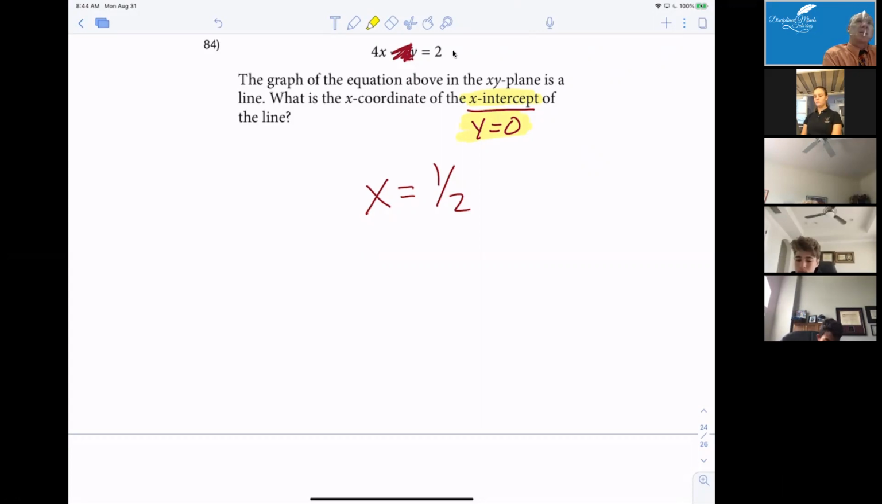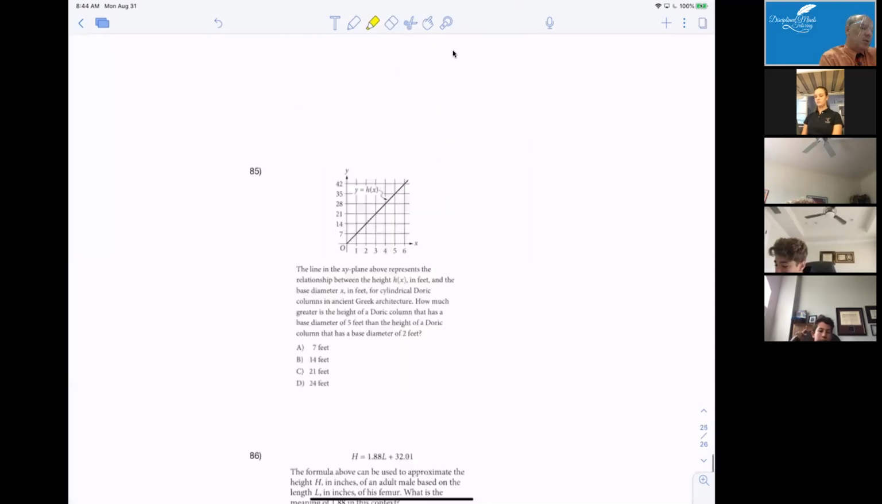But they ask x-intercept because they know most kids don't remember the x-intercept is when the y value is 0. You with me now, right? So I just plug 0 in. And when you plug 0 in, of course, this value becomes 0. And so it's just 4x equals 2, right? Everybody happy with that explanation now? All right, let's knock this out.